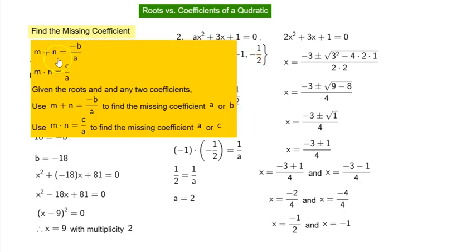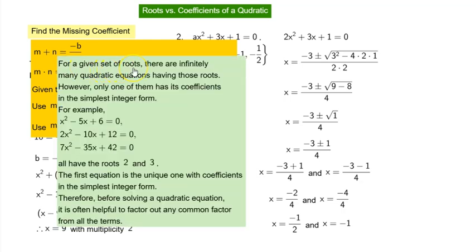These are the two relationships. m plus n is equal to minus b by a. m times n is equal to c by a. So given the roots and any two coefficients, we use m plus n equal to minus b by a to find the missing coefficient a or b. And we use m times n equal to c by a to find the missing coefficient a or c.